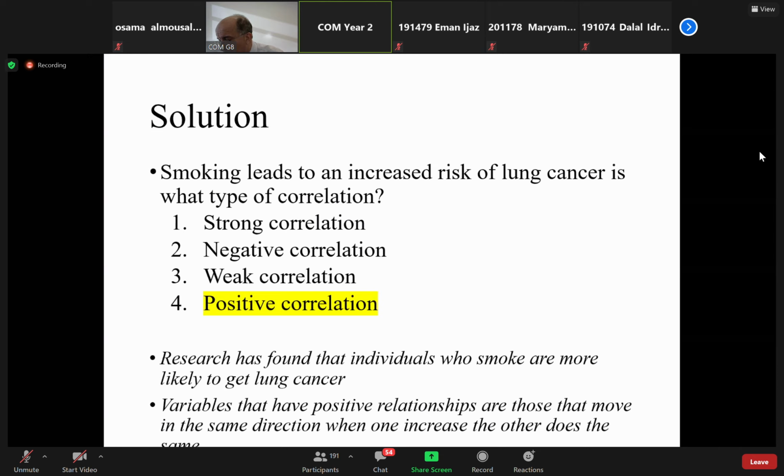Iman, could you clarify your question, please? How can it be strong and weak at the same time? I think what she's asking is positive and negative. I think what she's asking is if you don't have strong or weak in the specification in the choices, if they're just positive and negative. Moderate. That would be moderate.